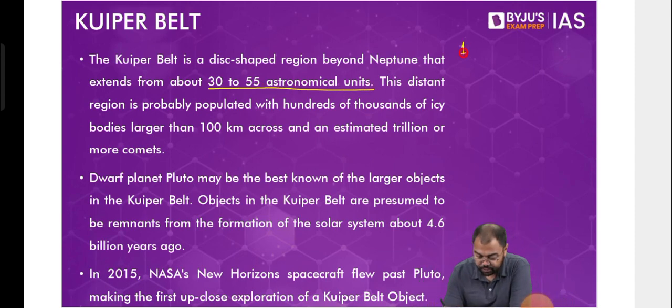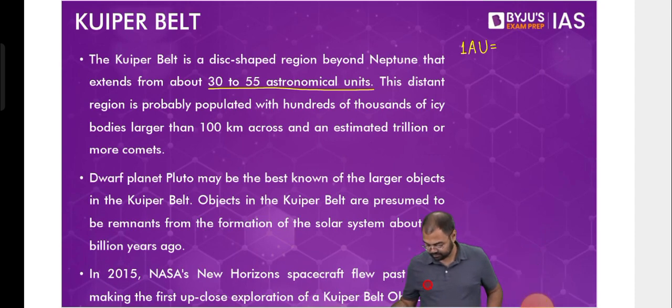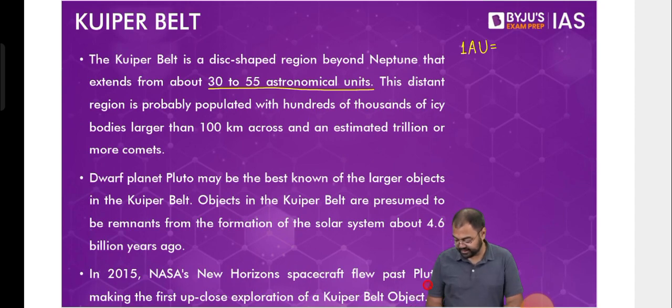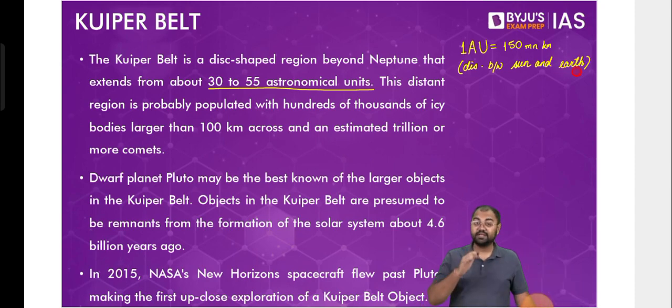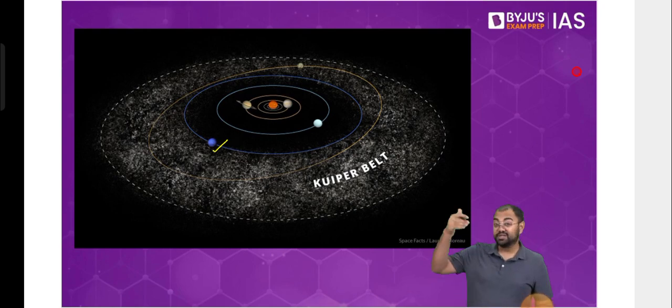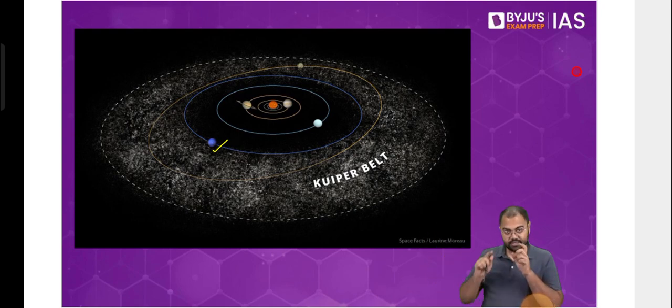Now, when we say astronomical units, do you know how much one astronomical unit is? Anyone? Yes, the distance between the sun and the earth. Correct. This is almost 150 million kilometers, the distance between the sun and the earth. So this is called one astronomical unit. Here we are saying it is 30 to 55 astronomical units, meaning we have come almost 30 times the distance between us and the sun.